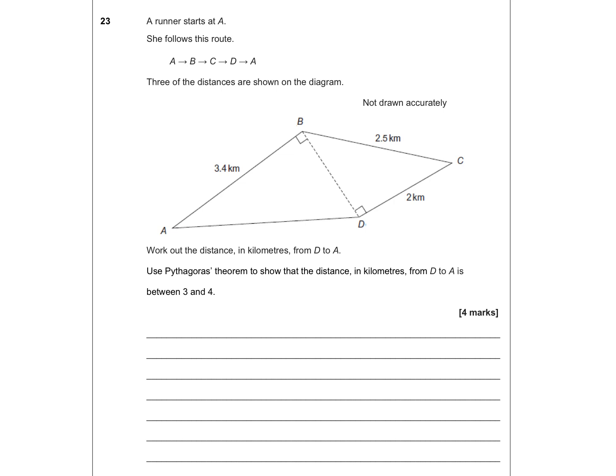23 maybe looks more complicated than it really is. A runner starts at A. She follows this route. She goes from A to B, and then B to C, and then C to D, and then back to A, which is the whole outside of the shape. 3 of the distances are shown on the diagram. You've got 1, 2, 3 of those distances. Work out the distance in kilometers from D to A. So they just want this last piece right here. They just want to know how big this piece is.